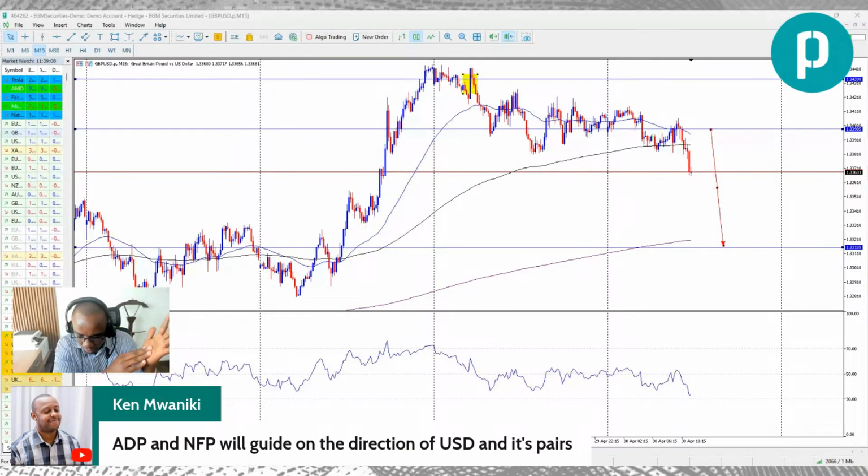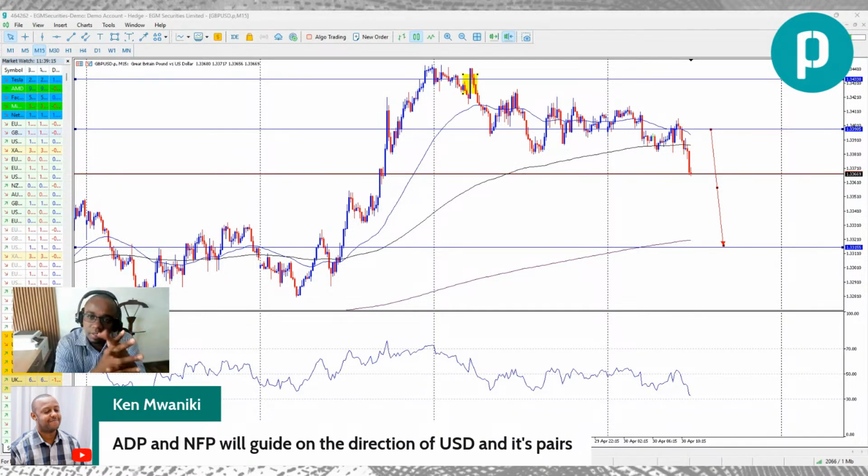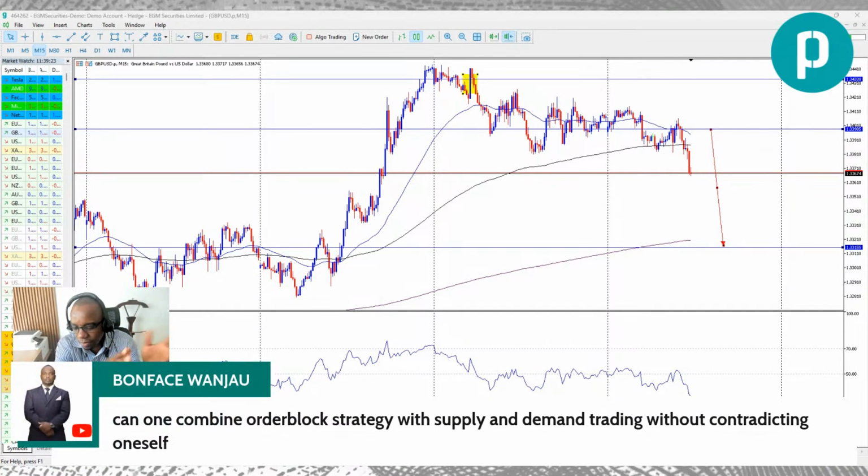Can one combine order block strategy with supply and demand trading without contradicting oneself? Why not? At the end of the day, you need to have confirmations. An order block is also an area of support. Some of these words are just words that came up, but the market has always been supply and demand, support, resistance. So you just need to have confirmations.